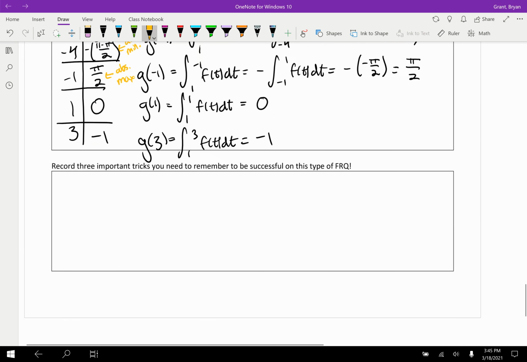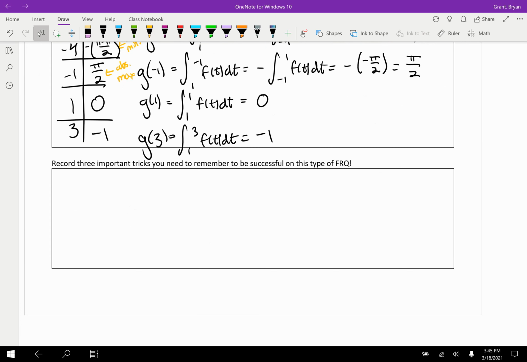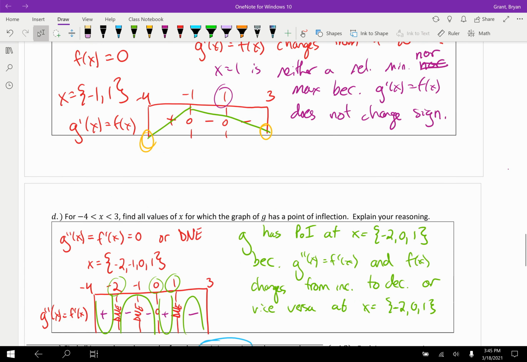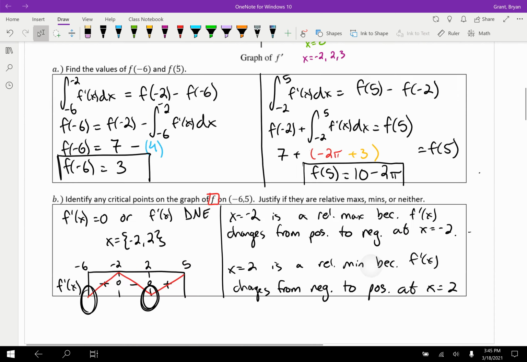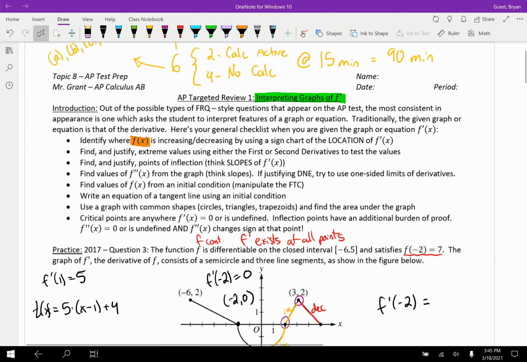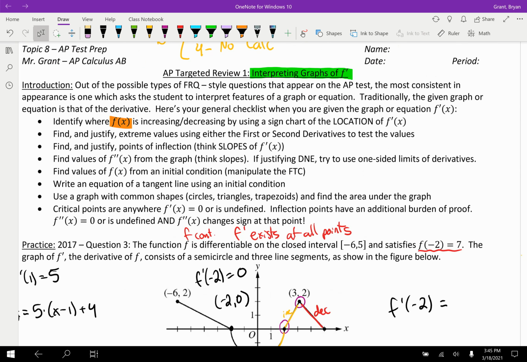At the end of each lesson, you are going to be asked to record 3 important tricks that you need to remember to be successful in this type of free response. So this is where you look back through all of this and you think, what did I need to remember? And if you want to list more than 3, that's not a bad thing. While you're doing that, I'm going to take you through our conclusion, which is actually at the beginning.